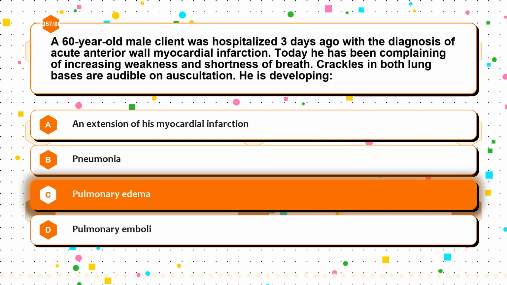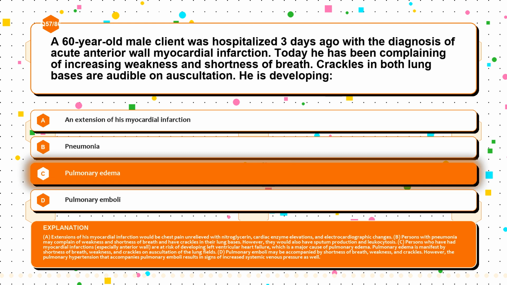The correct answer is option C, pulmonary edema. A. Extensions of his myocardial infarction would be chest pain unrelieved with nitroglycerin, cardiac enzyme elevations, and electrocardiographic changes. B. Persons with pneumonia may complain of weakness and shortness of breath and have crackles in their lung bases. However, they would also have sputum production and leukocytosis.